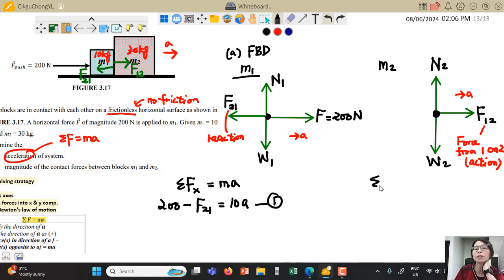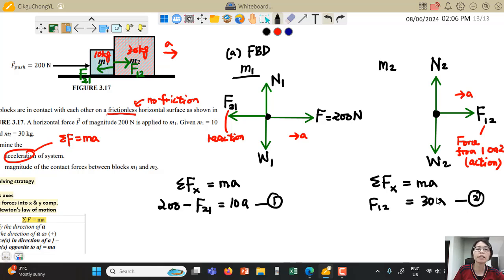Then I move on to the FBD for M2. Again, I apply Newton's second law along the x-axis: summation of force along the x-axis equal to ma. Referring to the FBD for M2, the only force acting along the x-axis is F12, the action force. So F12 equals the mass of the second object, 30a. This is equation 2.